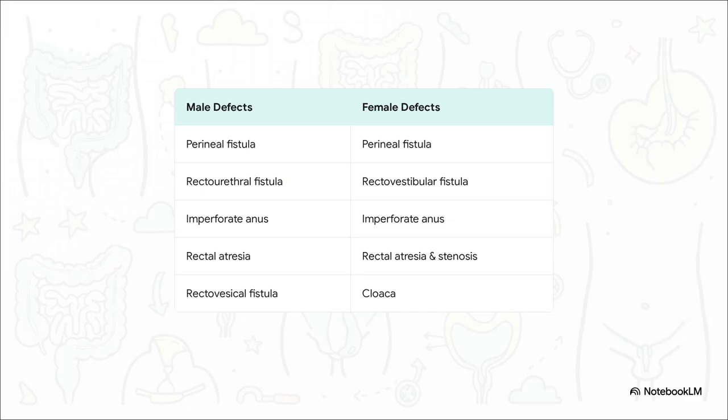So in males, the defects commonly include perineal fistulas or fistulas that connect directly into the urinary system, like rectourethral bulbar or prostatic fistulas. Over on the female side, you might see rectovestibular fistulas, where the connection opens up near the vagina, or in more complex cases, a persistent cloaca, where the rectum, vagina, and urethra never separated at all and still drain into one single common channel. And it's worth noting, both genders can also present with a true imperforate anus without any fistula at all, or even complete rectal atresia, which is just a total physical blockage.